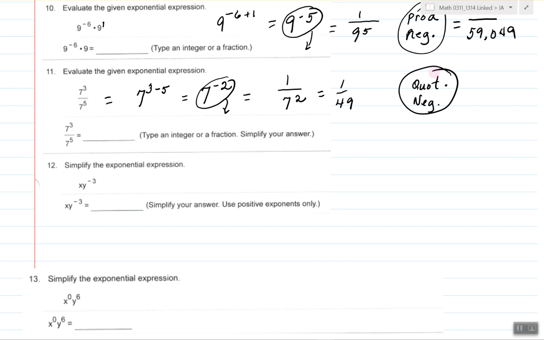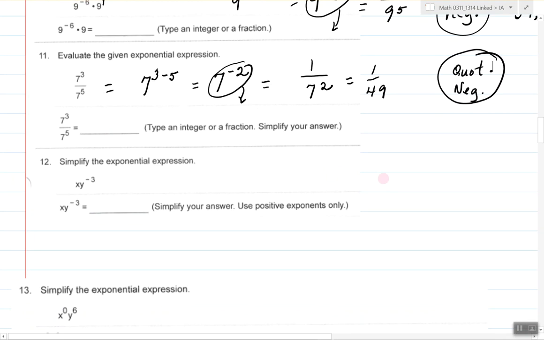Well, number 12, it says simplify this expression, and I don't have numbers, I have variables. So if I have x, y to the negative 3, what I really want you to realize here is that only the y is being raised to the negative 3 power. So that's the quantity that's going to move down. So there's the y to the third. This time I have something to leave in the numerator. I have x.